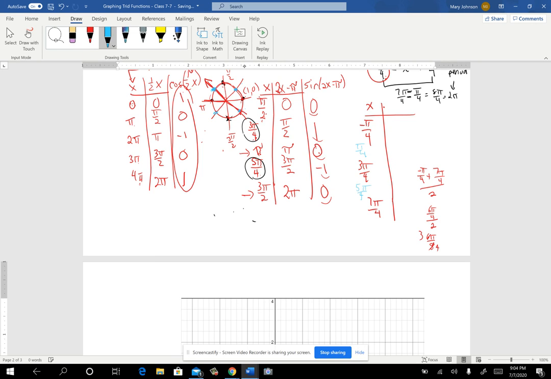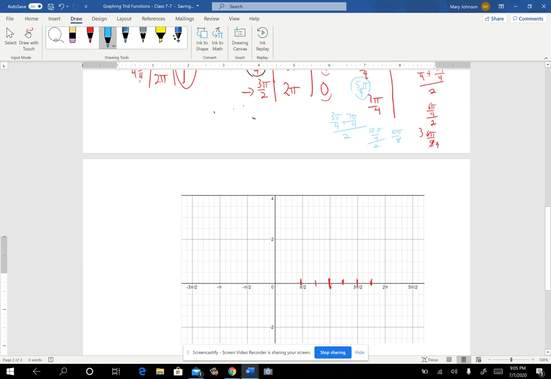Again, you can calculate it by doing the midpoint, doing 3 pi over 4 plus 7 pi over 4, and divide by 2. See how that would be 10 pi over 4. And when you divide by 2, that's going to give you 10 pi over 8, and that would reduce to be 5 pi over 4. You can do a similar thing for pi over 4.